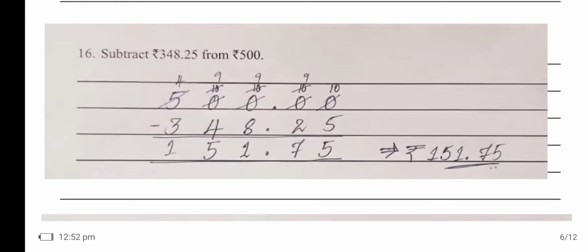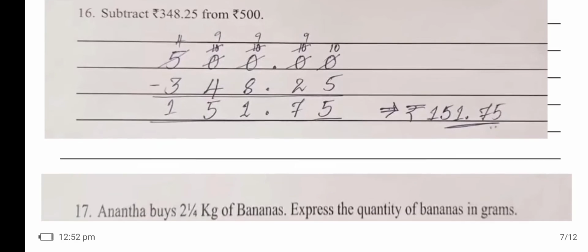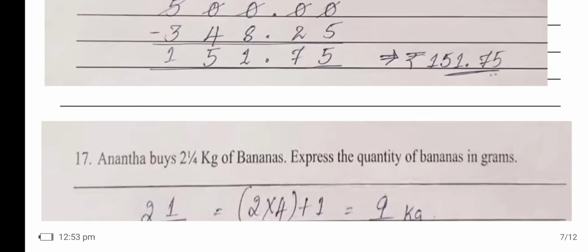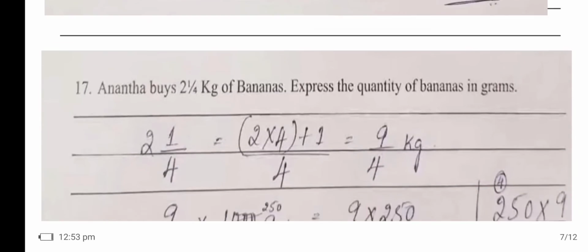Subtract 348 rupees 25 paisa from 500 rupees. So for 500 there is no paisa, but you have to put a point and put 00 as the paisa. Which is the greater digit, you have to take it first. So 500.00 minus 348.25. When we subtract, we get 151.75 paise. So rupees 151.75 paise.